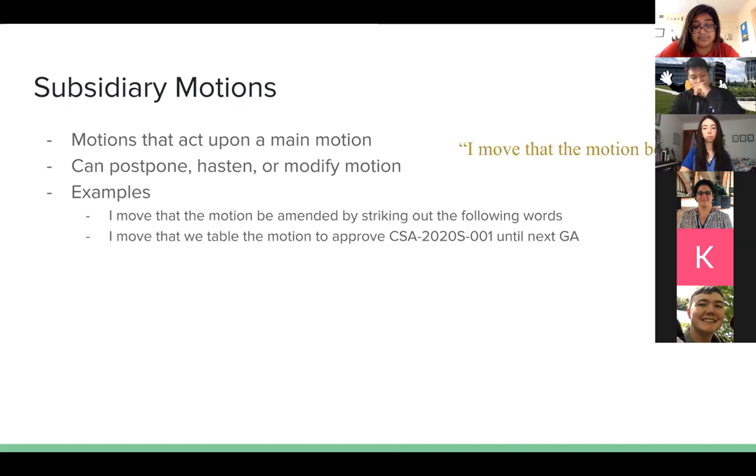Subsidiary motions are the smaller things. So this is if you want to postpone a vote, hasten a discussion, saying like I move to vote, or amend. It's just a broad category. And to do this, you just say I move that the motion be blank.